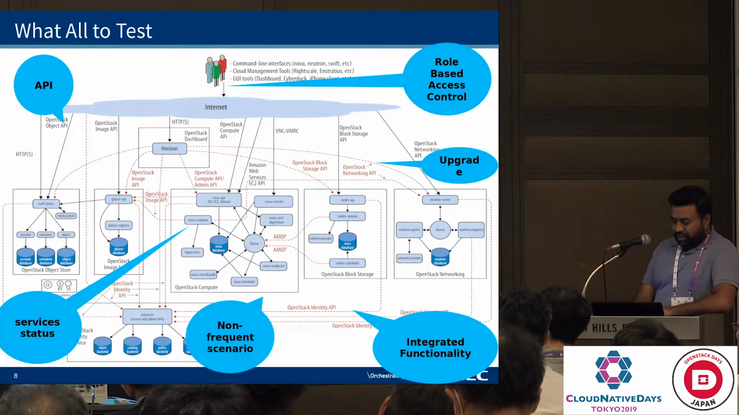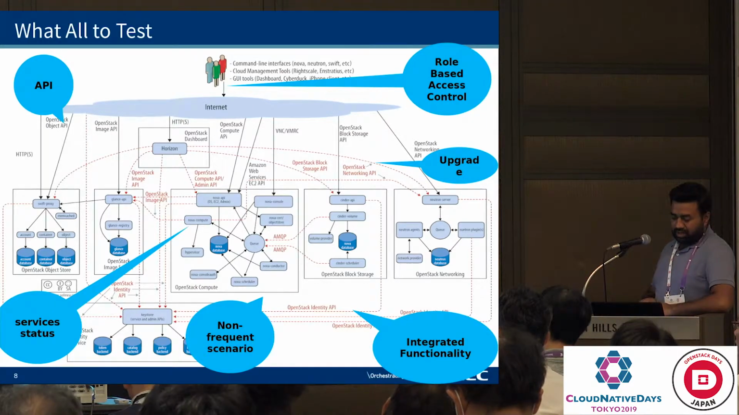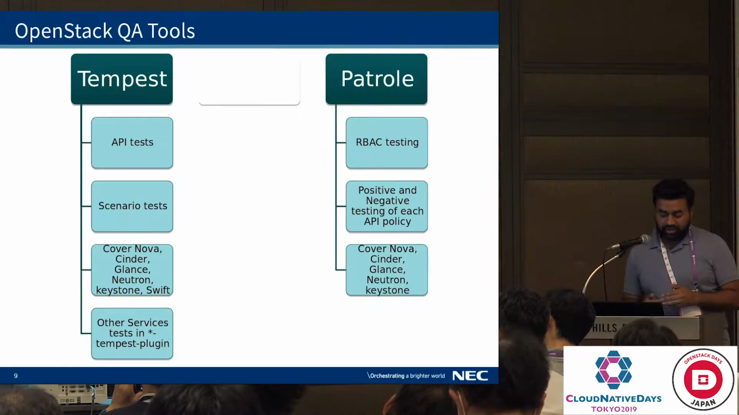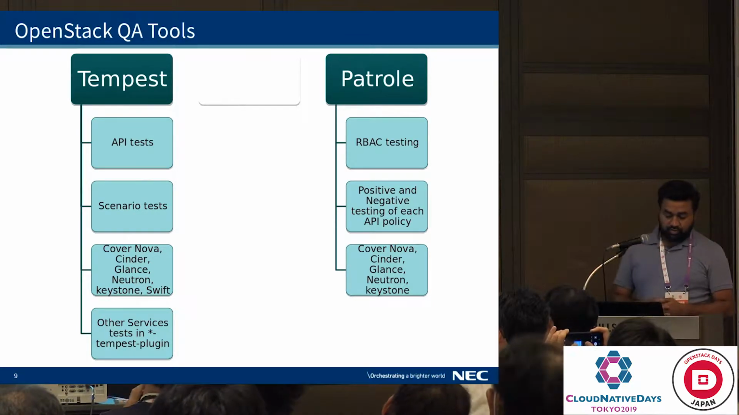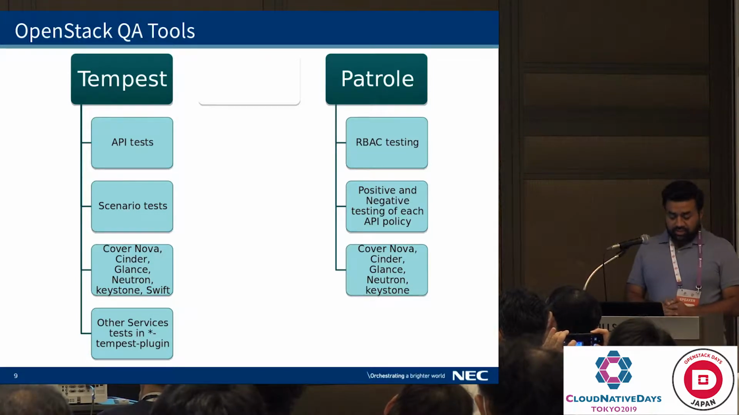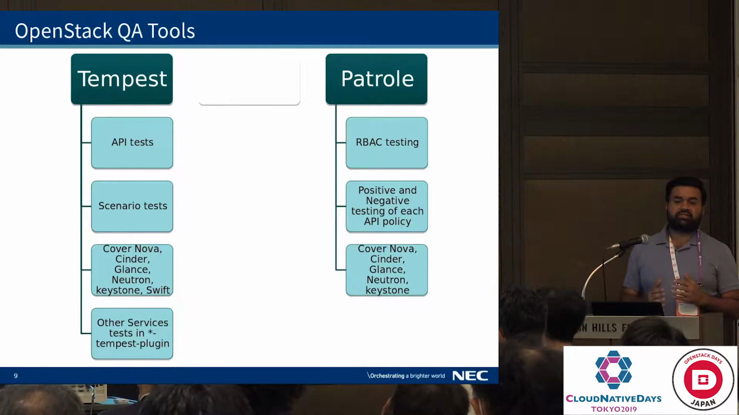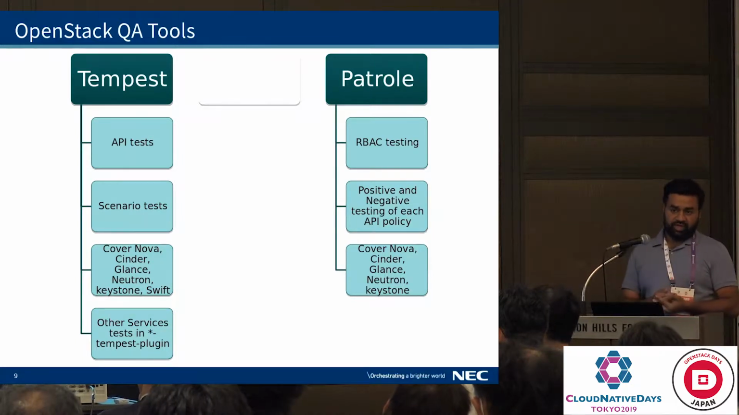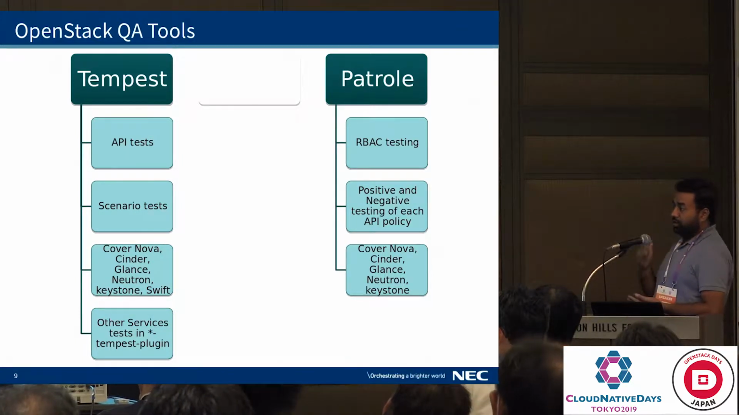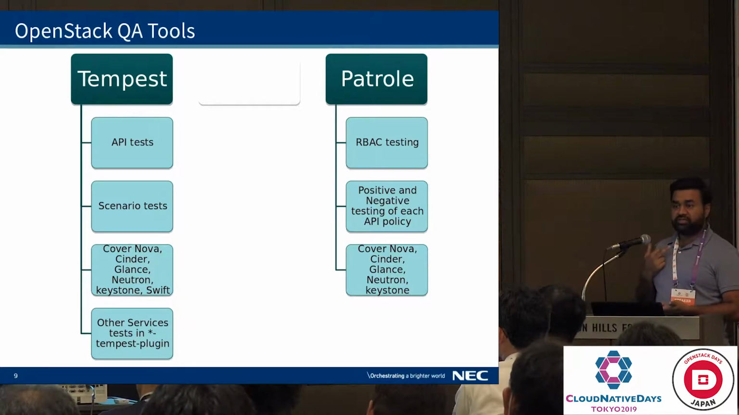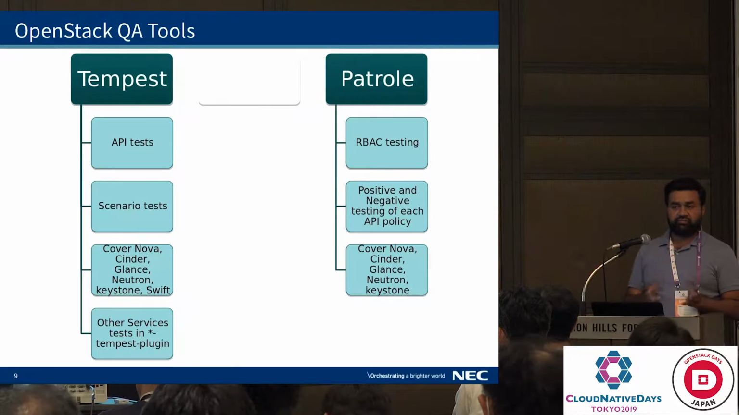All these things you can test via these 2 tools. One is Tempest and the other is Patrol. So we'll go a little bit deeper into that tooling. Tempest has API tests and scenario tests. API and scenario tests both interact with services via APIs. API tests verify the API behaviors, that every API is working fine in positive and negative ways.